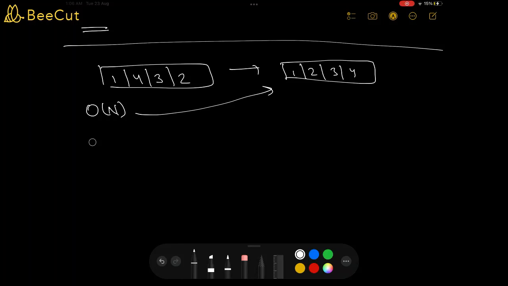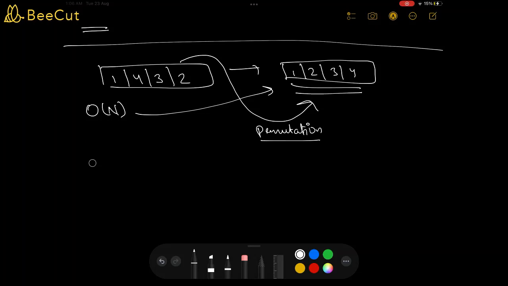Starting out, we can say that this sorted array is basically a simple permutation of this array. I hope you all know what permutation means. Permutation just means that when we obtain an array from another array by just repositioning the elements, then we can say that the second array is a permutation of the first array. So in a way it can be said that the sorted array is a permutation of the given array.